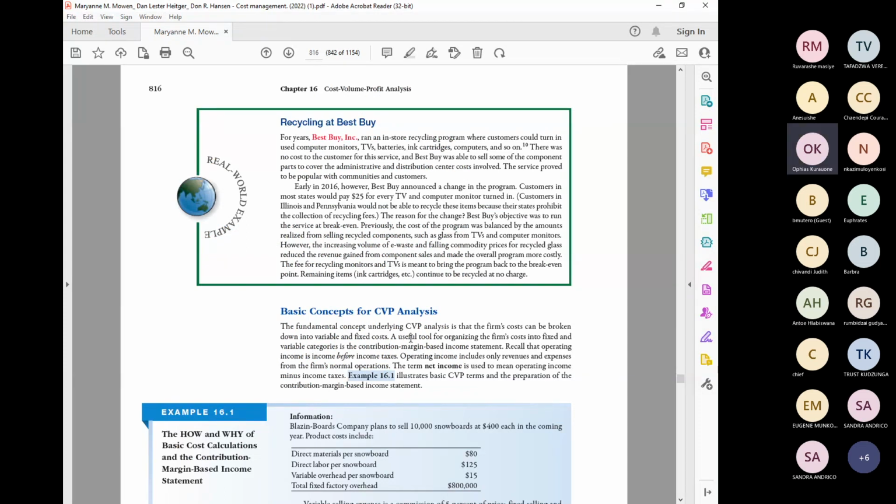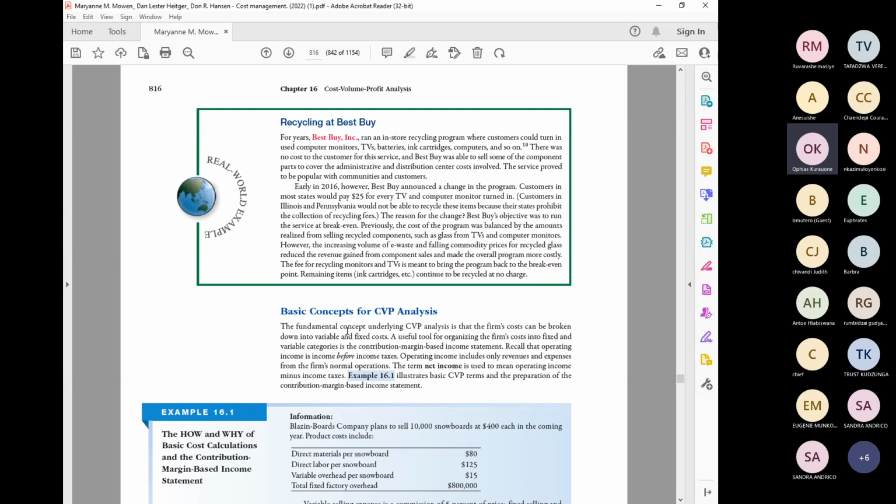We are saying here, let's do this so that people can understand. The fundamental concept underlying CVP is cost, that is, cost towards volume profit. CVP analysis assumes that the firm's costs can be broken down into variable and fixed costs. Those are some of the basics.